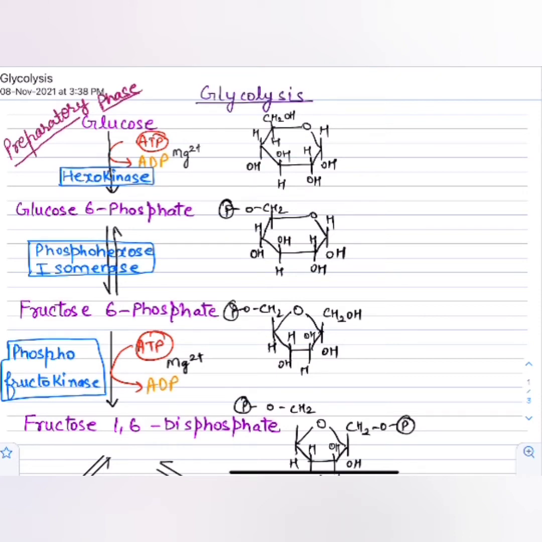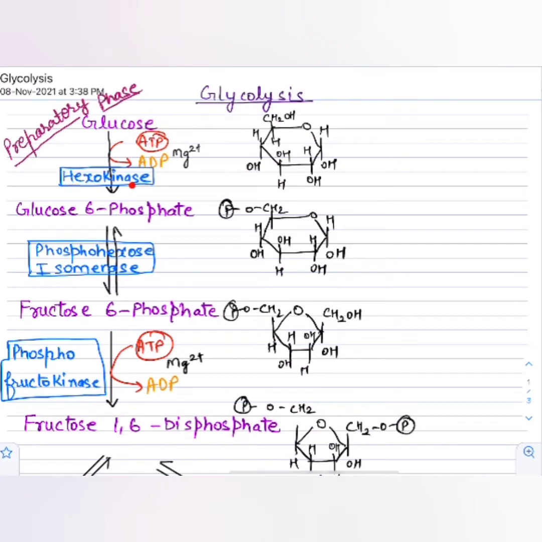So in preparatory phase, the first step is as soon as glucose enters inside the cell, we want to trap that glucose. Since glucose is a molecule for which we have transporters, GLUT transporters, they help in transporting glucose inside the cell. Similarly, they can help in export out of the cell also.